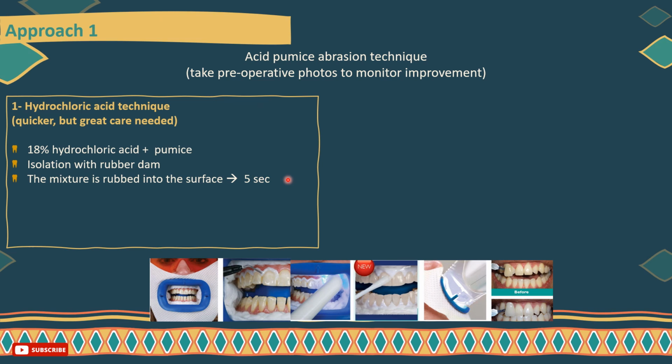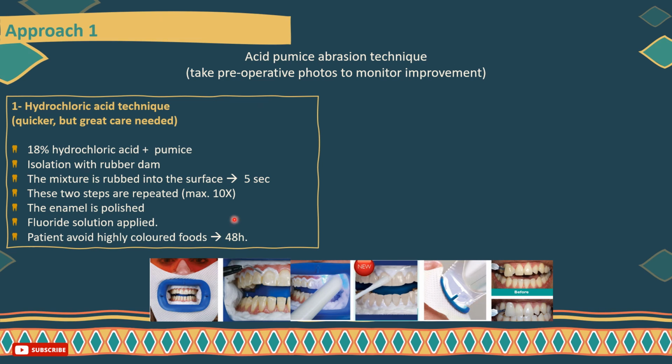These 2 steps are repeated maximally 10 times. Note that this process can remove less than 0.1 millimeters of the enamel thickness. Repeat until the desired color change is achieved. The enamel is then polished and a fluoride solution is applied. Inform the patient to avoid highly colored foods or drinks for 48 hours.